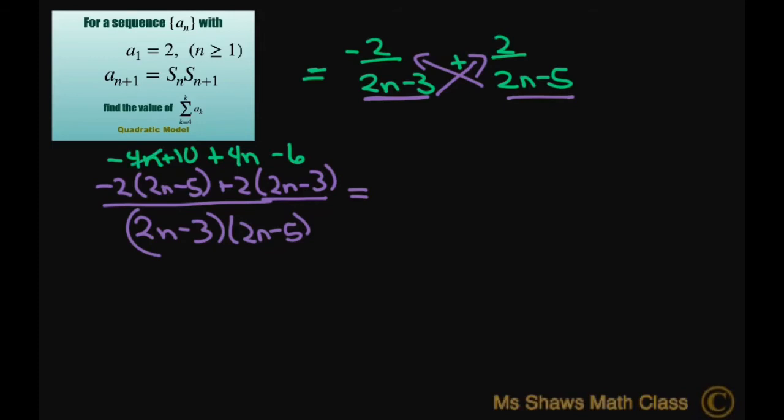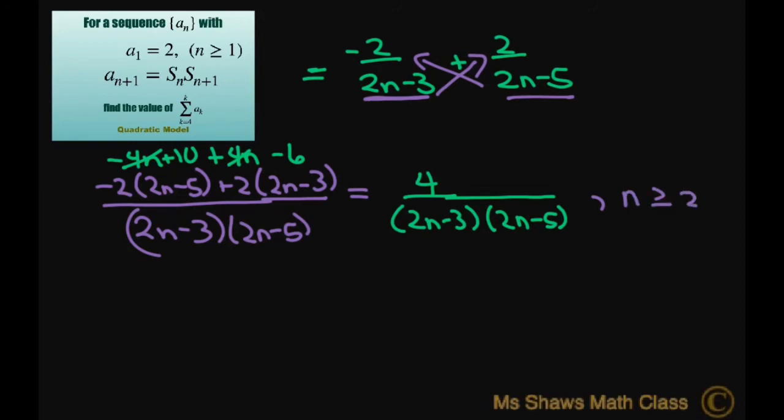So what happens? The 4n's cancel, right? So we're going to get 4 divided by 2n minus 3 times 2n minus 5. Where am I getting? Oh, it's minus 5. All right. Now, what I can do is note that this is for n is greater than or equal to 2.